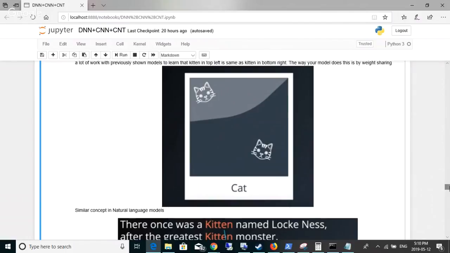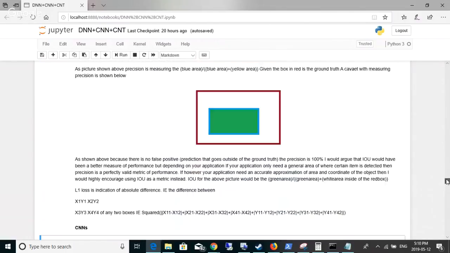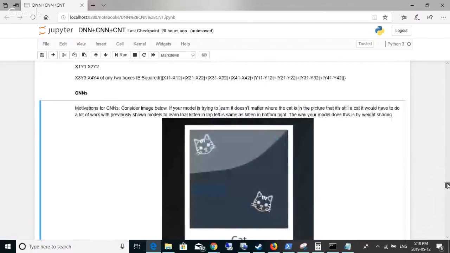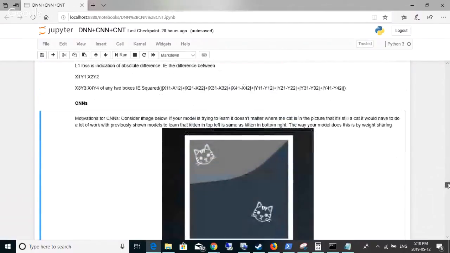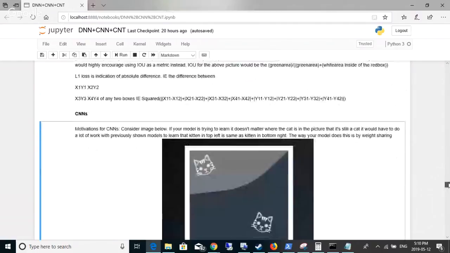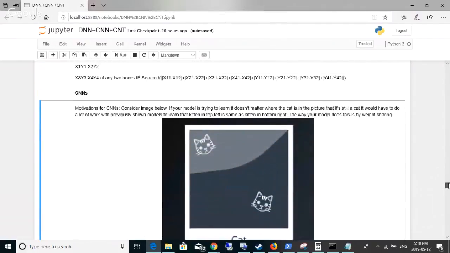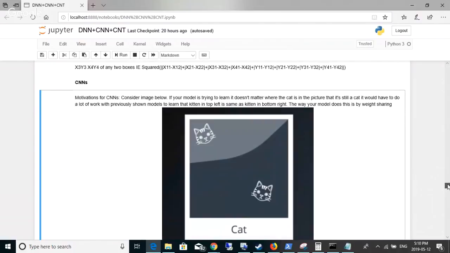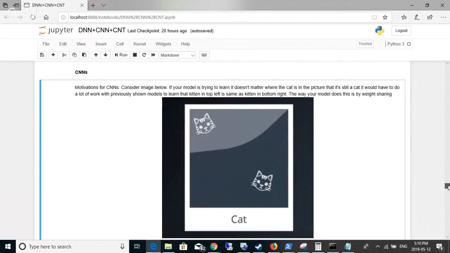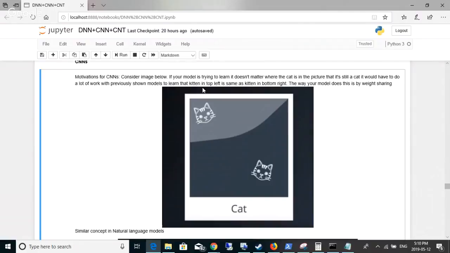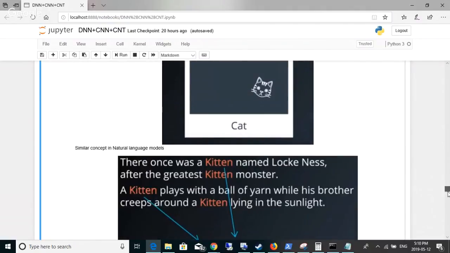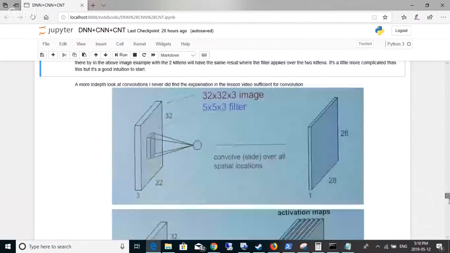It'll take a lot of work, and you'll see this example being executed later. Well, I wouldn't really execute it because my computer is really slow, but you'll see an example of this later on. I will be executing this with the MNIST. So the idea is that the way you can essentially say that this kitten is the same as this kitten is by weight sharing, right?